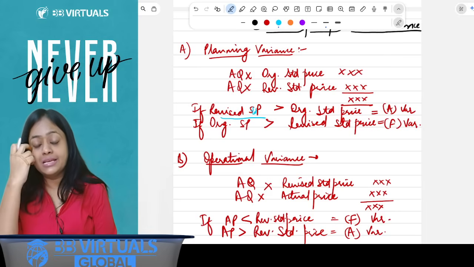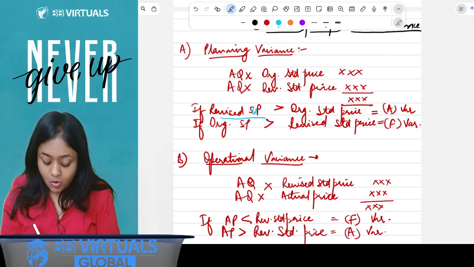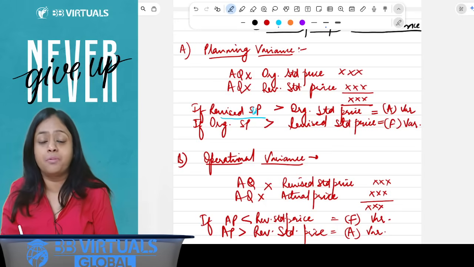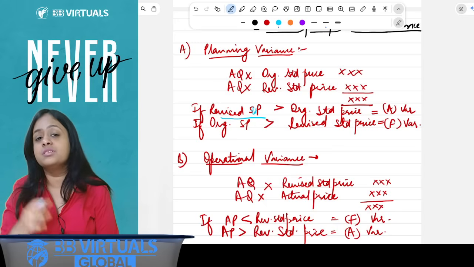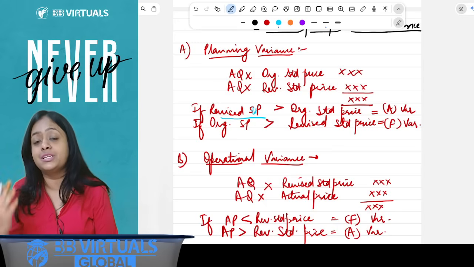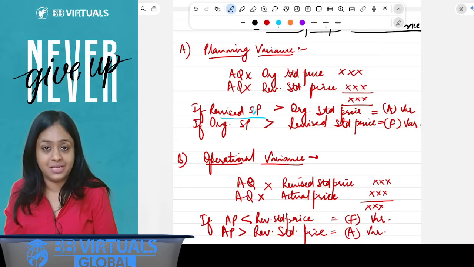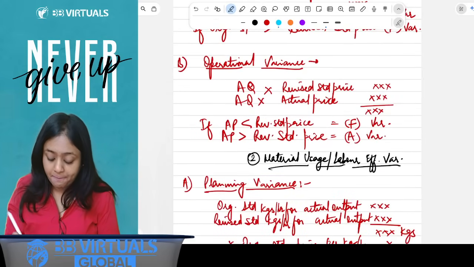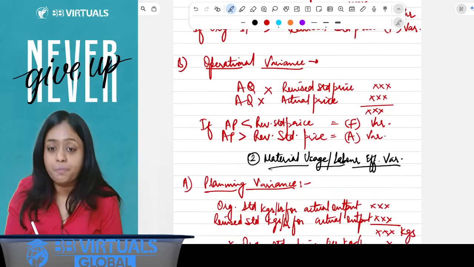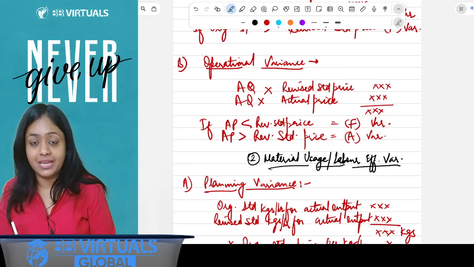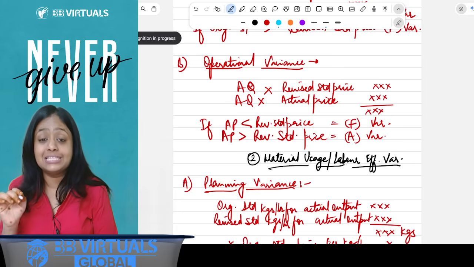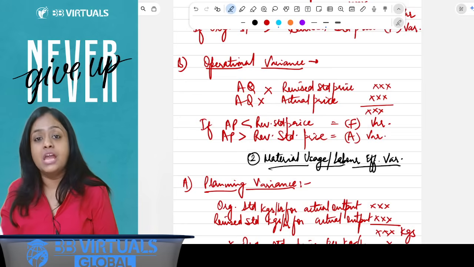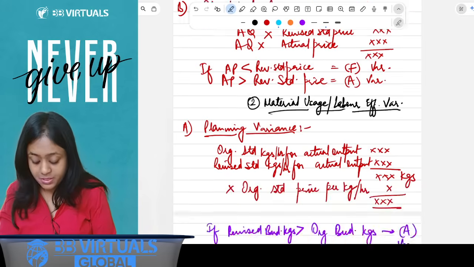So likewise, I can say for a planning variance, if the original standard price is more than the revised standard price, it's a favorable variance, because by revision, the management has been able to reduce the price. So it's a good thing. Operational variance, now here you will compare the actual price and the revised standard price, right? So if your actual price is less than the revised standard price, it's a favorable variance, and if it is more, then it's an adverse variance.